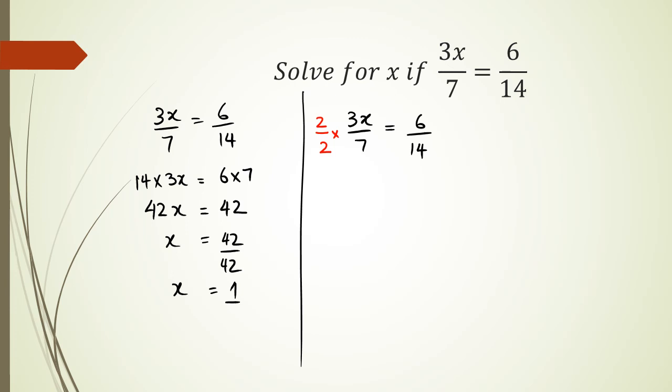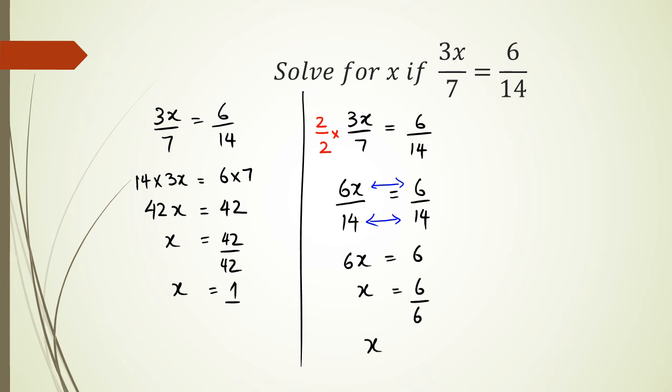Which means now I have on the left hand side 6x over 14 equals 6 over 14. Because the denominators are the same, the numerators must also be the same, because you have a fraction equal to another fraction. So I could straight away say 6x is equal to 6. And because of that, I can say x is equal to 6 divided by 6. Therefore, x is equal to 1. And as you can see, same answer in both situations. All right, let's have a look at another question.